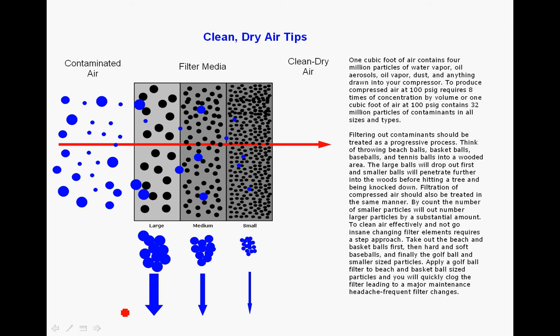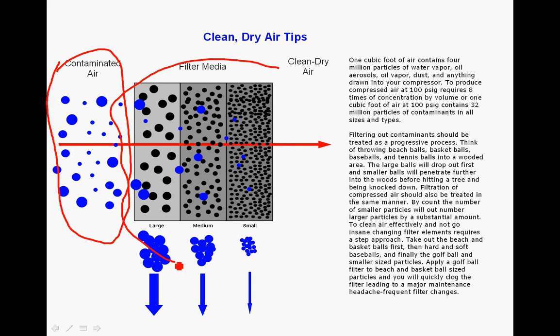If we take a look first of all at the concept of filtration, the best way I can explain it to you is think about having a variety of balls available to throw into the forest. So we go from a beach ball to a basketball to a golf ball and so on. And I've tried to represent that by these round shapes that are sitting over on their side. And if you will, here's the forest.